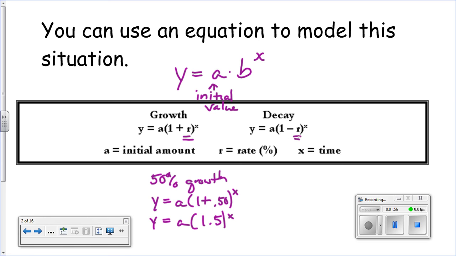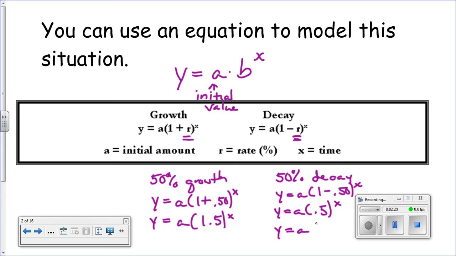Your decay would be 1 minus your rate. So for example, if this was 50% decay, then it would look like this. Y is equal to A, your initial amount, times 1 minus 0.50, because 0.50 is mathematically equivalent to 50%, to the x power. So y is equal to A times 0.5 to the x power. Or you could even use a half, A times 1/2 to the x power, which means half decays every time we calculate, and half remains. All right, let's take a look.